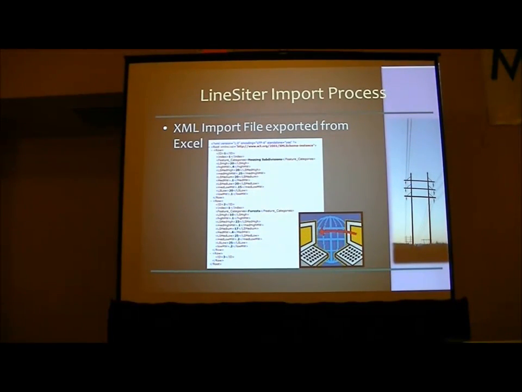The LineSider application will accept XML frequency data, it's not yet, but it will, based on future classes. So the social scientists will be able to put together an Excel spreadsheet and split it and input it into the application for the analysis.